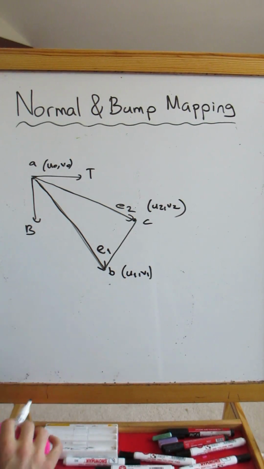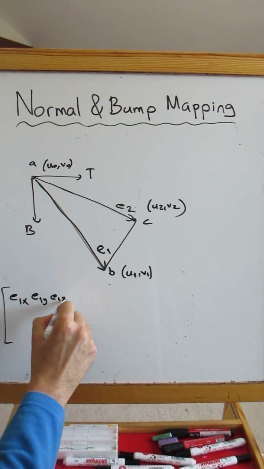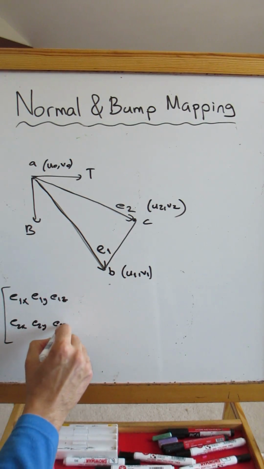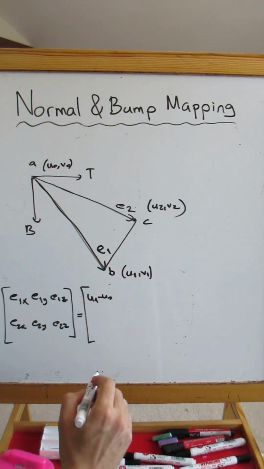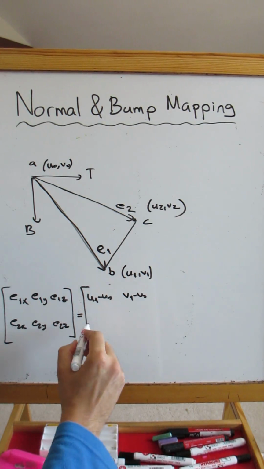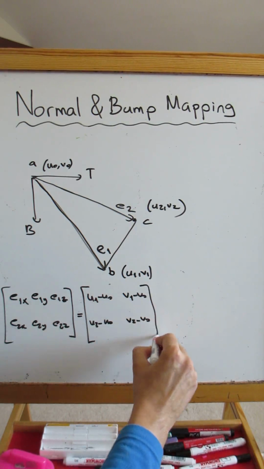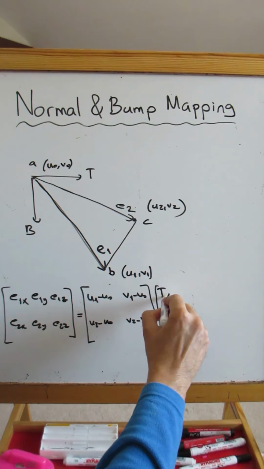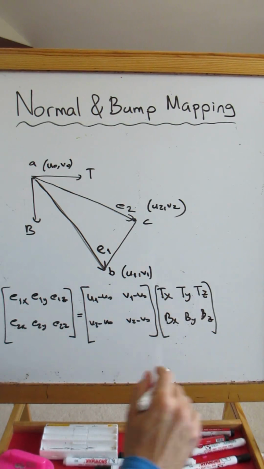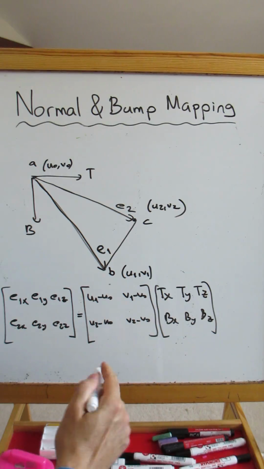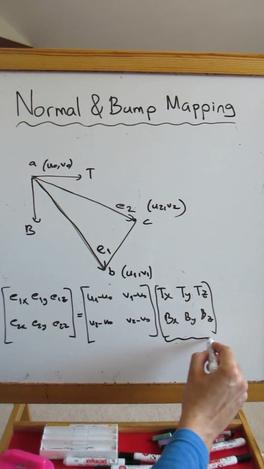Here we have E1x, E1y, E1z, and E2x, E2y, E2z is equal to the matrix U1 minus U0, V1 minus V0, and U2 minus U0, V2 minus V0, times Tx, Ty, Tz, Bx, By, Bz. This is the same equation written in a matrix form, where the individual components are shown. Now remember, this is the unknown. I'm trying to find this.